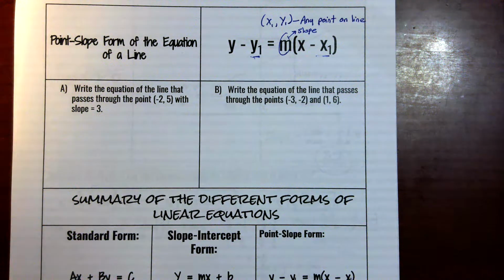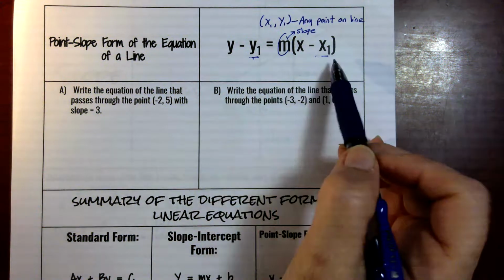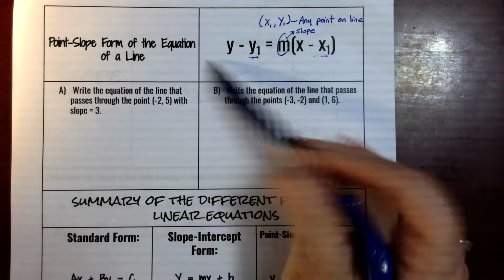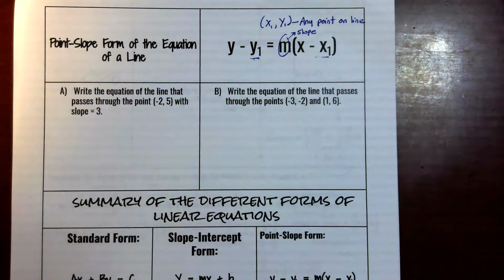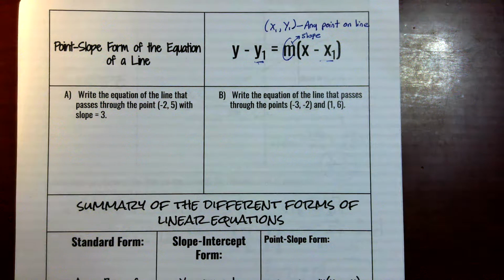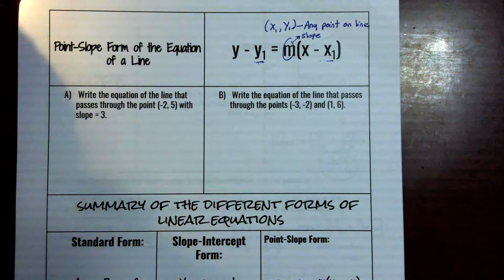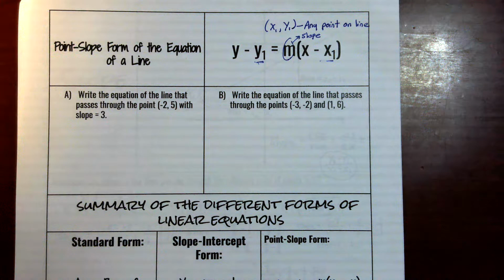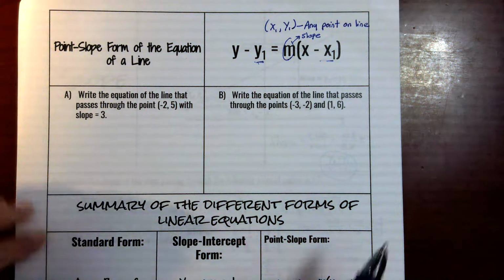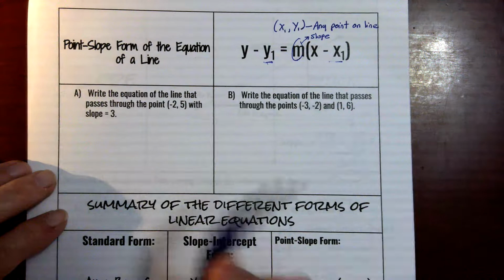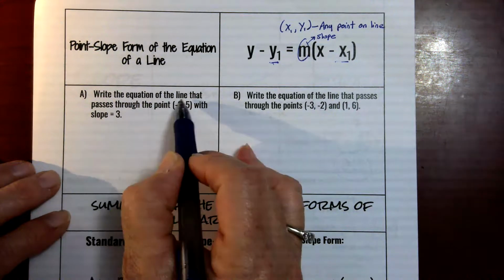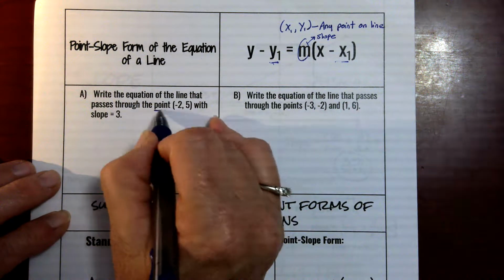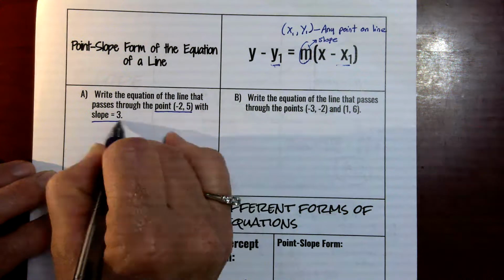So if you know a point on the line and the slope, that's all you need. And this will give you the equation. And then you can manipulate the equation algebraically to put it in whatever form you want it in. If they want the answer in slope-intercept form, you can easily do that. If they want it in standard form, you can easily do that. All right, so let's look at a few examples. So the first one says to write the equation of a line that passes through the point. So it gives me a point, and it gives me the slope.